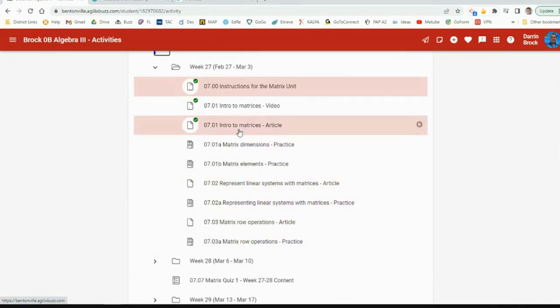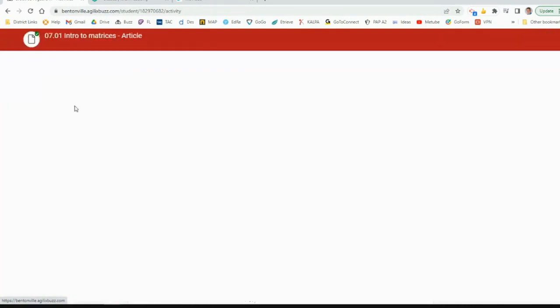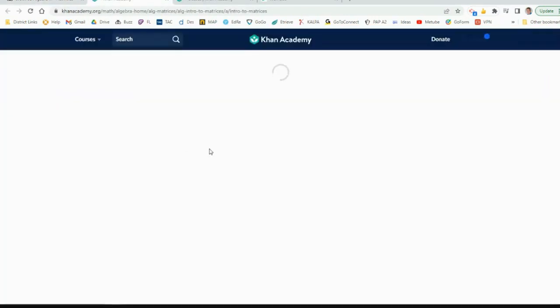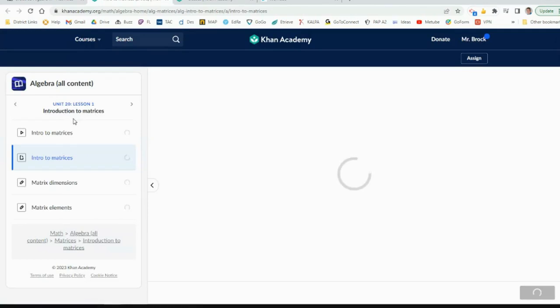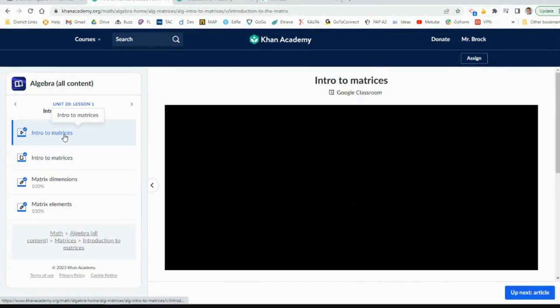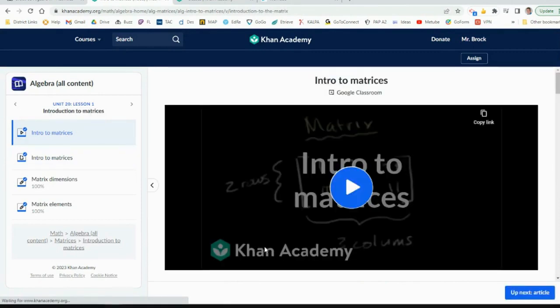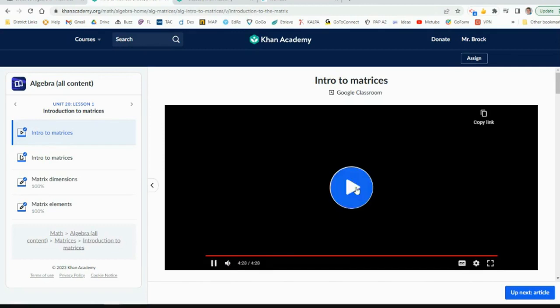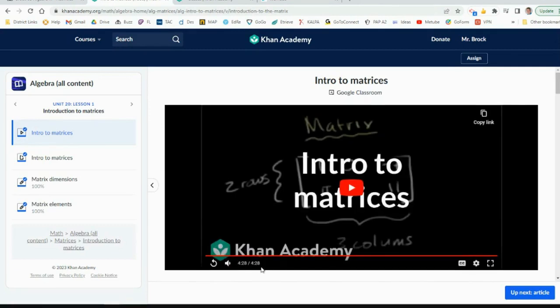Let's look at what the article looks like, because the article covers the same stuff that the video does. When you click on that, it gives you a link to the article in Khan Academy. So here's the Khan Academy intro to matrices. This is the video you had first, and it's only about 4 minutes. I'll start it so I can see: 4 minutes, 28 seconds, intro to matrices.